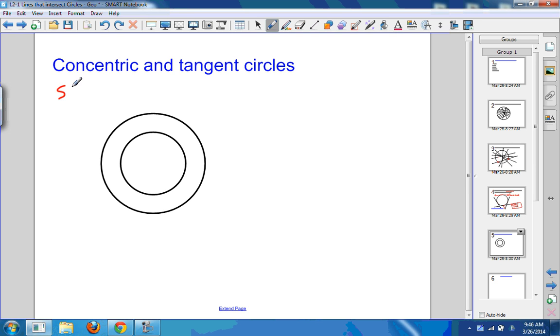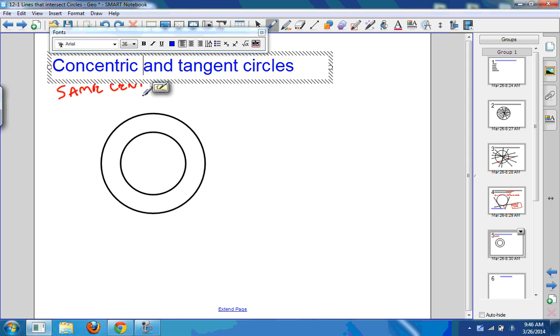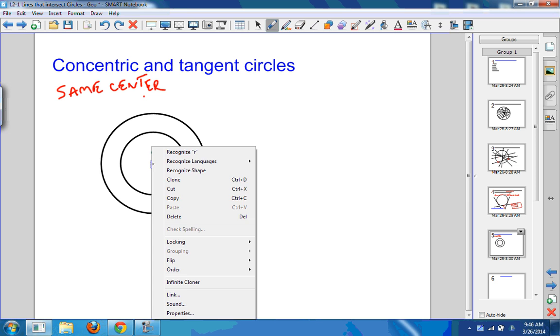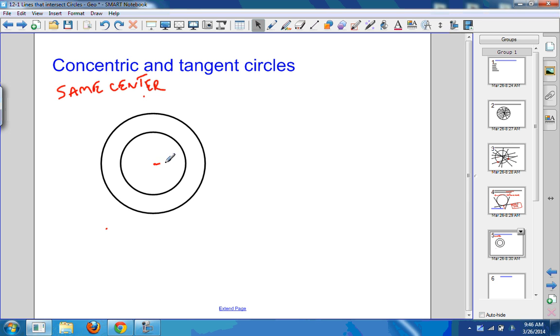Concentric, you can think of them as the same center. So they're the same center. The only thing different is going to be the radius, right? So this little guy has this radius, whereas the bigger circle has a different size radius, right? But they're coming from the exact same center.